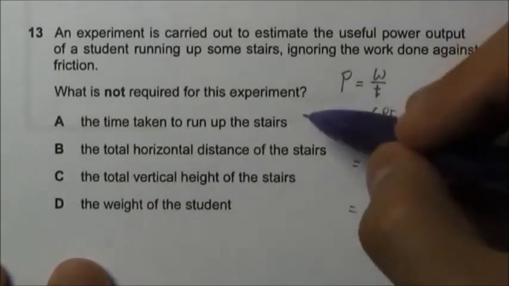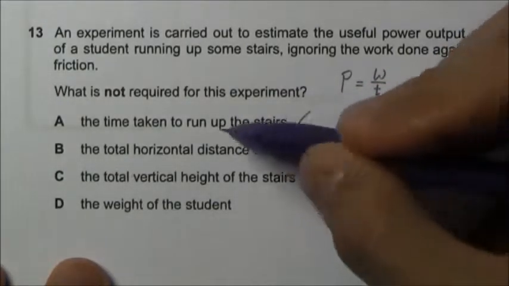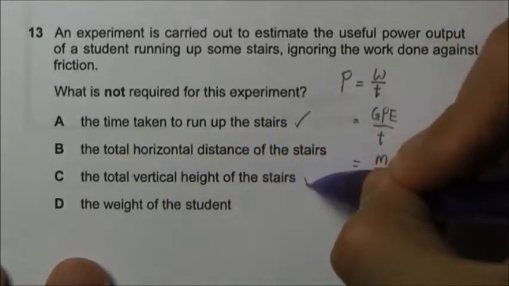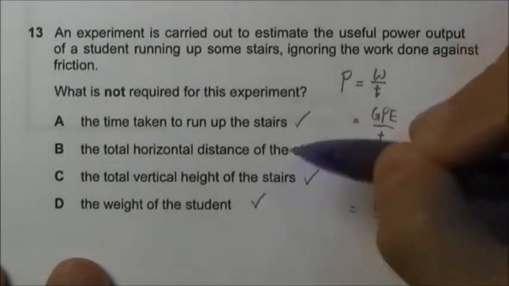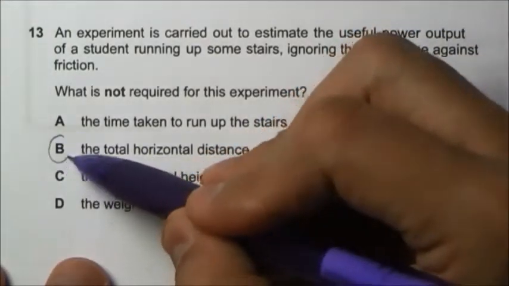So we need the time taken to run up the stairs, we need the total vertical height of the stairs, and we need the weight of the student. And so B is what we do not need, and it is the answer.